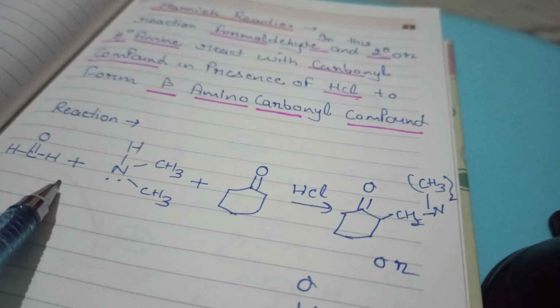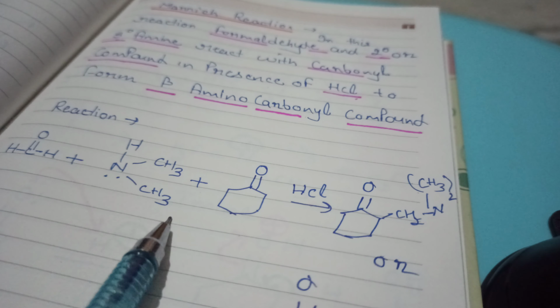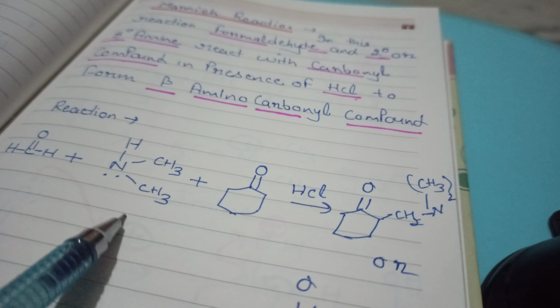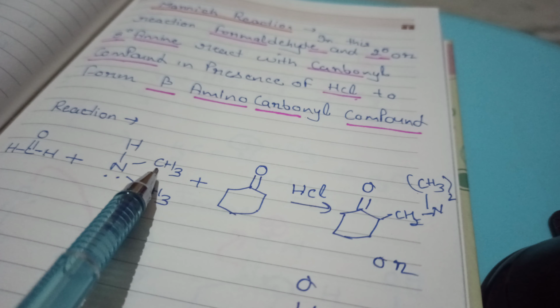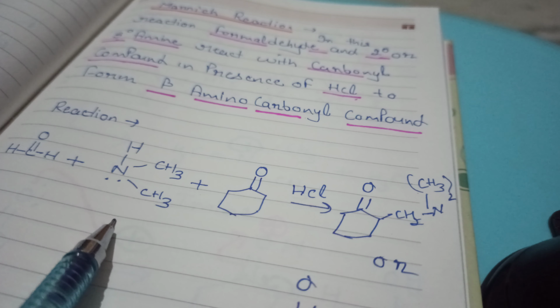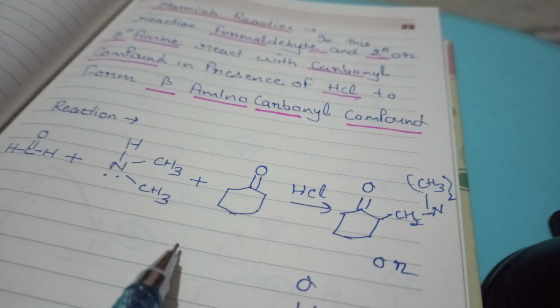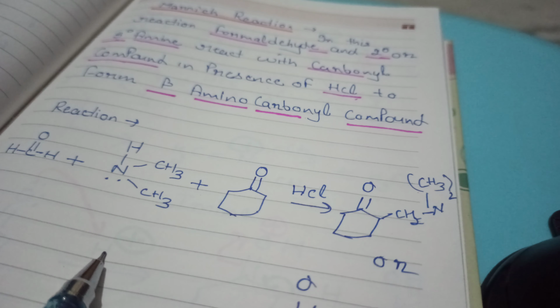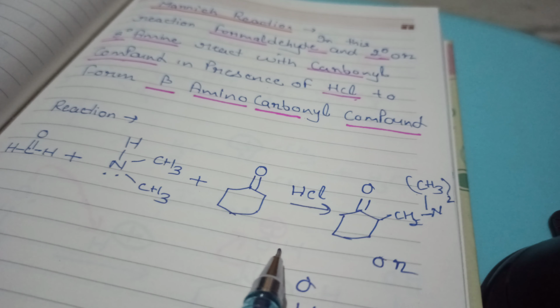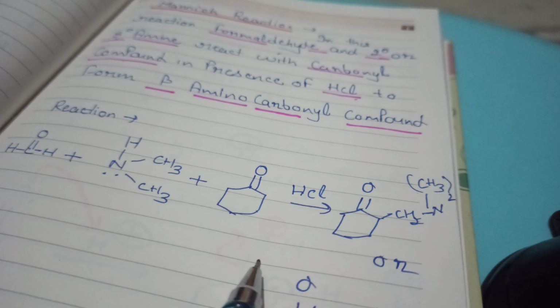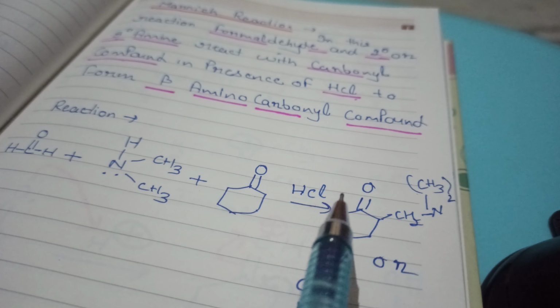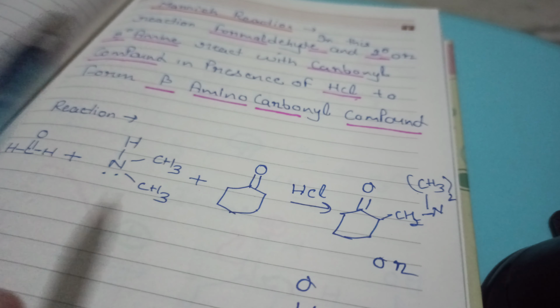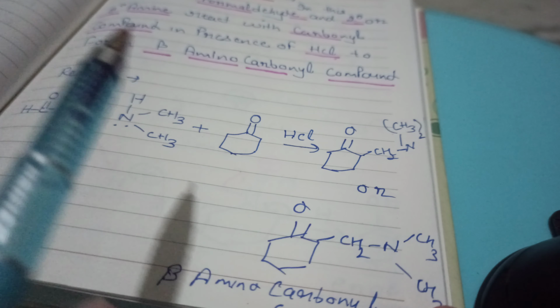Formaldehyde HCHO plus secondary amine. This is a secondary amine because nitrogen contains one hydrogen as well as two alkyl groups. That's why it is secondary amine. And another one is cyclohexanone, another carbonyl compound, and HCl is present, and the product formed is this.